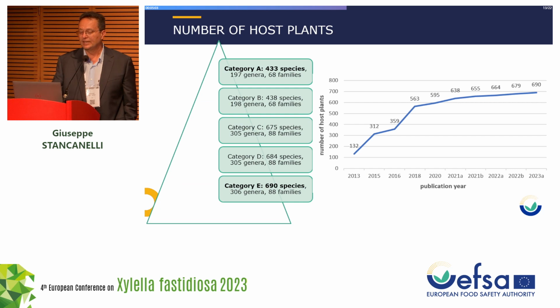If we think about the total number, this is growing because more studies are done. And we have now, in the lower category with any detection methods but still a reliable paper, 690 species from 88 different botanical families and 306 genera. And for the most strict category, where we have at least two modern detection methods, we have 433 species, 68 botanical families, 197 genera. So I would say that I'm not sure we find another example of such a polyphagous pathogen.